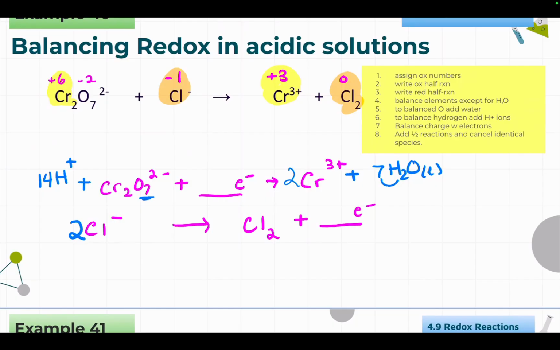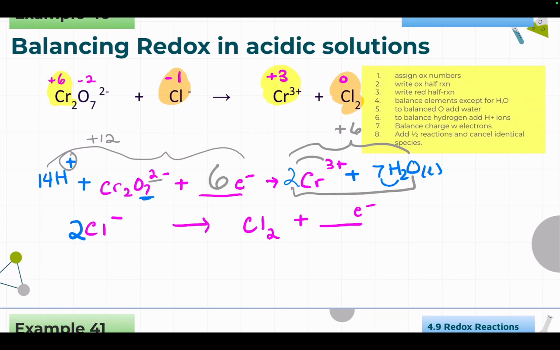So the next thing we're going to do is balance the charge with the electrons. So the side that doesn't have any electrons, I always calculate its charge first. So this right side is going to be overall +6. So therefore, we want this side, the reactant side, also to be +6. So notice that we have 14 positives plus -2. So overall, right now, it's +12. You want it to be +6. So we would need to have 6 negative electrons, and then it would be plus 6.